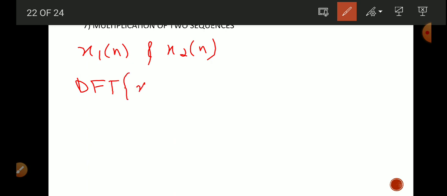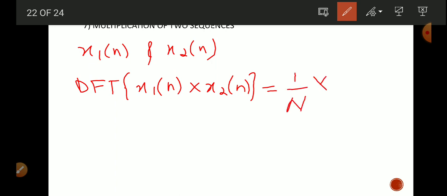Then next one is the multiplication of two sequences. Here we have sequences x1 of n and x2 of n. The DFT of the multiplication of these two sequences x1 of n into x2 of n equal to 1 by N X1 of k circular convolution X2 of k.